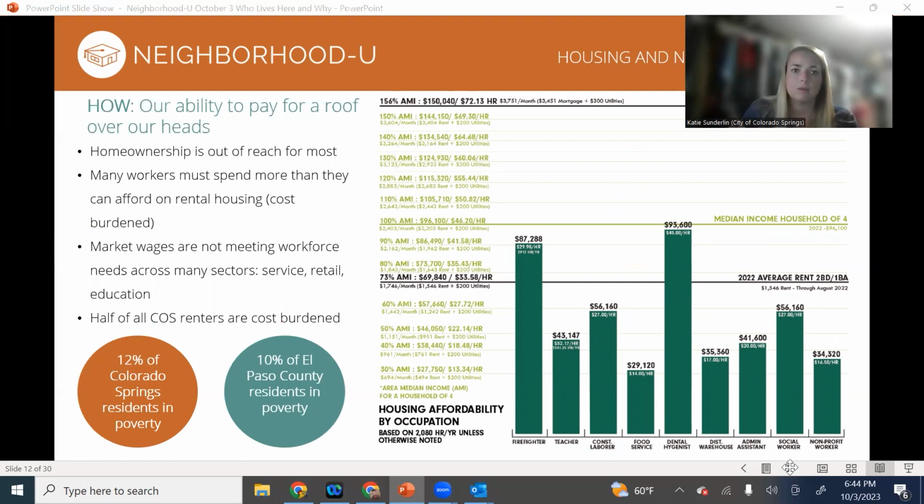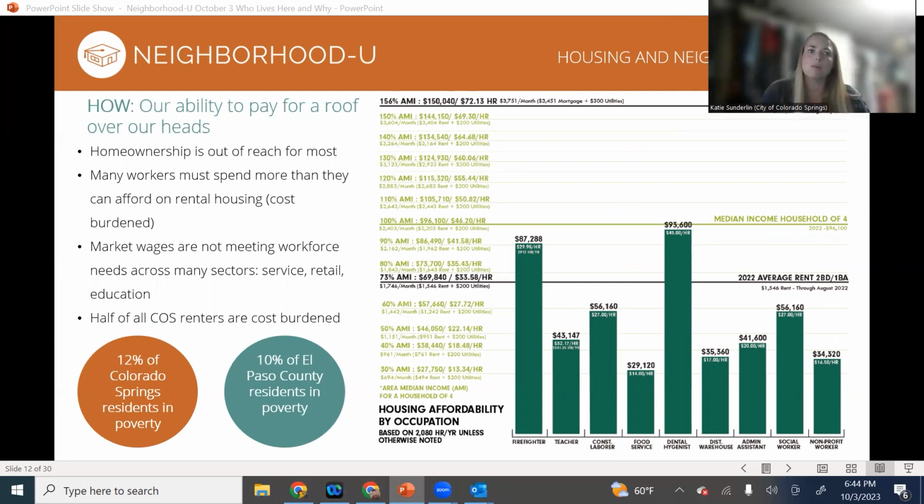So what we've been highlighting is that homeownership is out of reach for most of our workers in our community. Many people are spending more money than they should be on housing. Our market wages are not keeping up with our housing costs, and half of our renters are cost burdened. I mean, this is really a scary place to be for an economy.